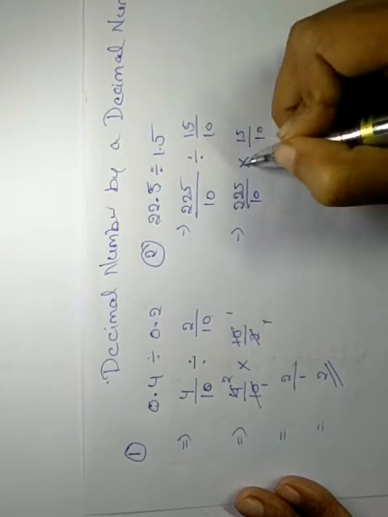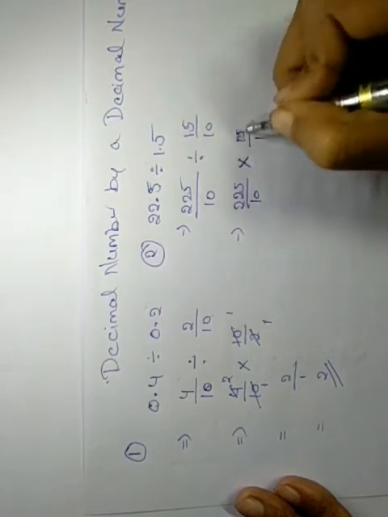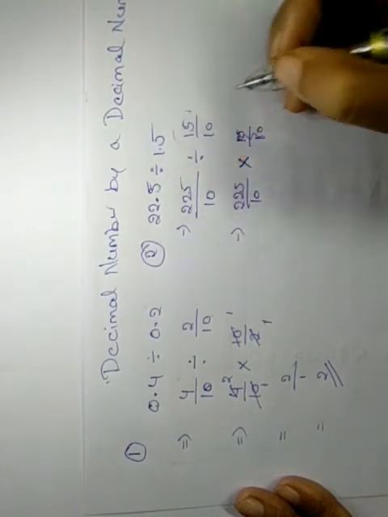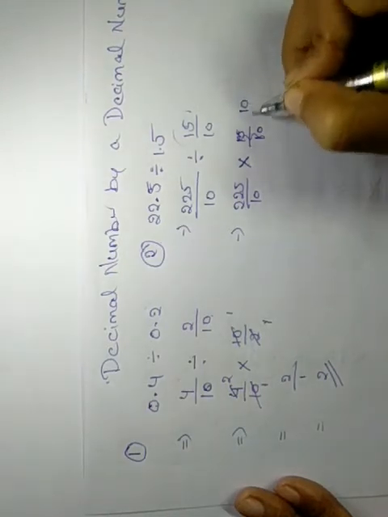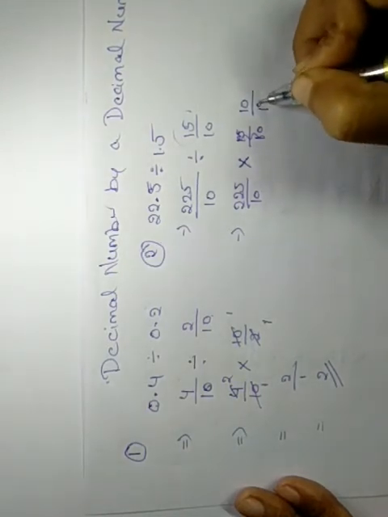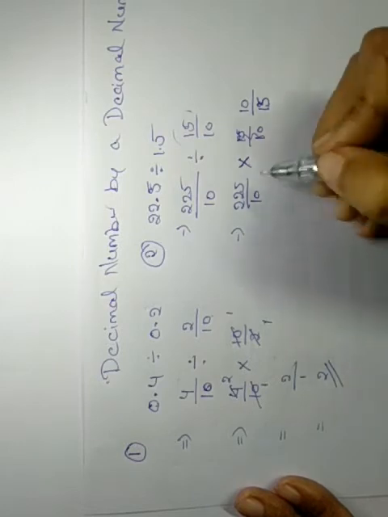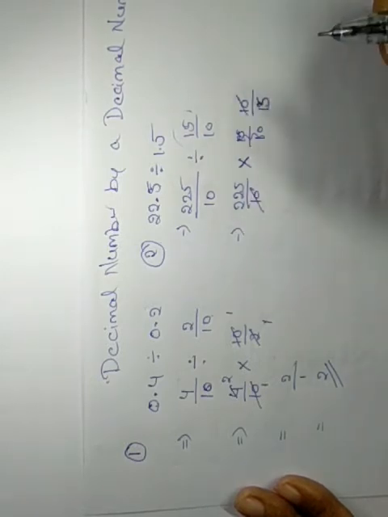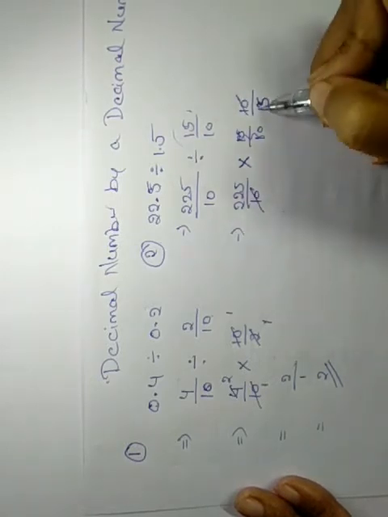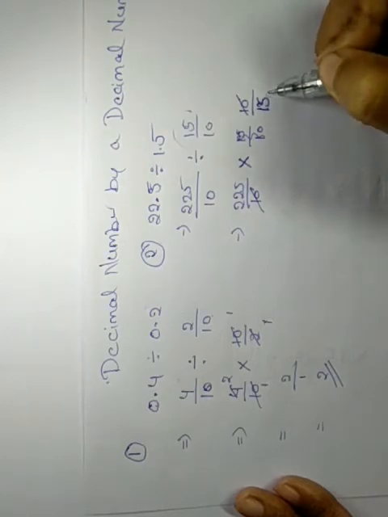After changing the division sign to the multiplication sign, we have to take the reciprocal of this, yes or no? So we have to take the reciprocal. That means 10 divided by 15. Now you can observe that the 10 gets cancelled. Now how much is 15?